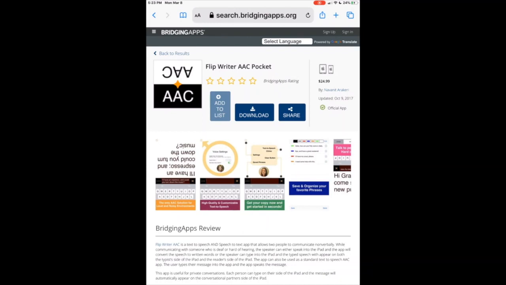It was also designed for people who are deaf or hard of hearing. So sometimes if you've ever encountered someone who is hard of hearing or deaf, it's tricky unless you know American Sign Language to be able to communicate. So this app is useful for that type of person as well.